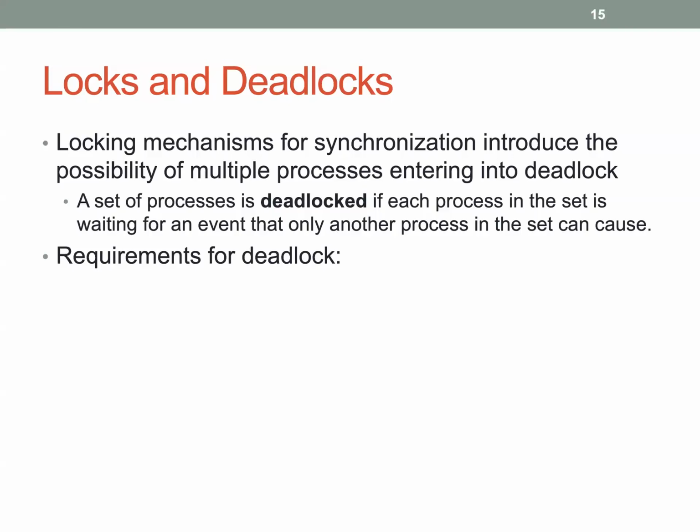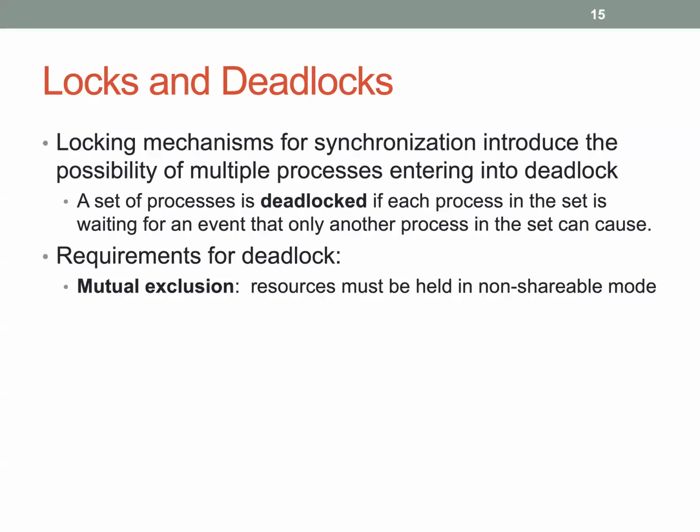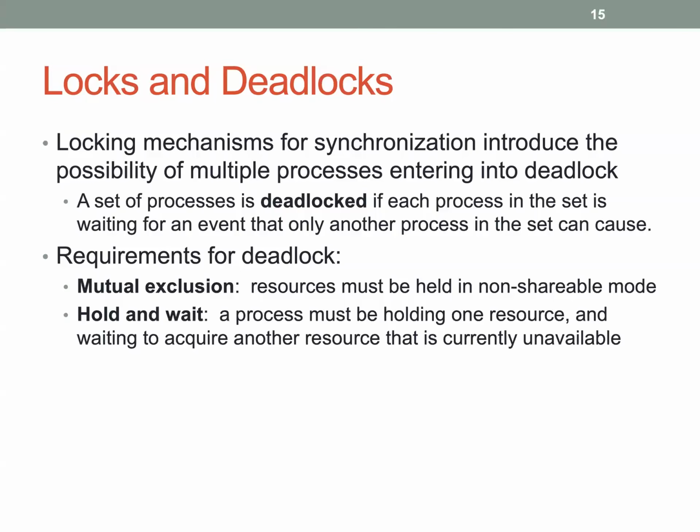And so a lot of systems will try to engineer out the potential for deadlock by making sure that one of these 4 things is not present. So let's go through these real quick. One is that you have mutual exclusion, so resources that can be held in a non-shareable mode. Well, that one's hard to get rid of because we need mutual exclusion in order to implement critical sections. Hold and wait. A process must be holding one resource and waiting to acquire another resource that is currently unavailable. Okay, that's another one that can be challenging.